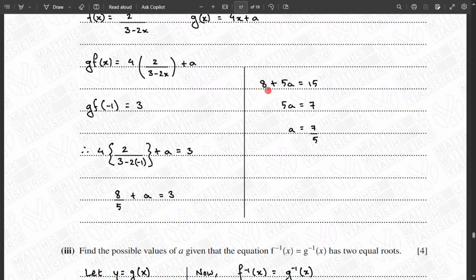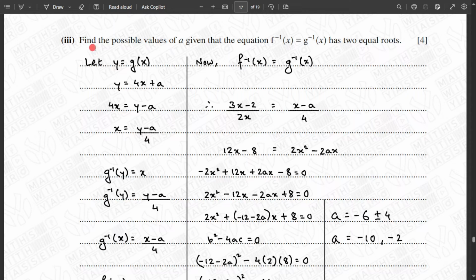Or we can say that 8 plus 5a equals 15. So how did this happen? I cross multiplied 5 with 3, but before doing that, I made sure that I had multiplied a with 5 before cross multiplying 5 with 3. So 8 plus 5a is equal to 15. Therefore 5a should be 7. That means a is 7 over 5.